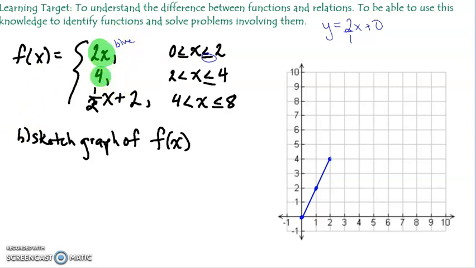Next up, let's do this. So between 2 and 4, okay, we have a value of 4. There's no slope, which means it just stays at a value of 4 throughout the entire 2 to 4 domain. So from 2 to 4 here, the y value is 4. Okay, so that one we represented with red.